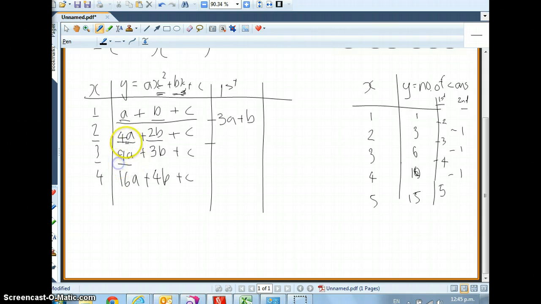9a minus 4a? 3b minus 2b. And last one, 16a minus 9a. 7. 4b minus 3b. c minus c. Nothing. Second difference.